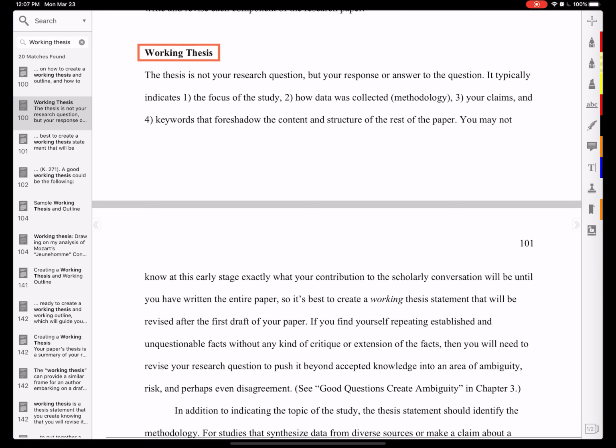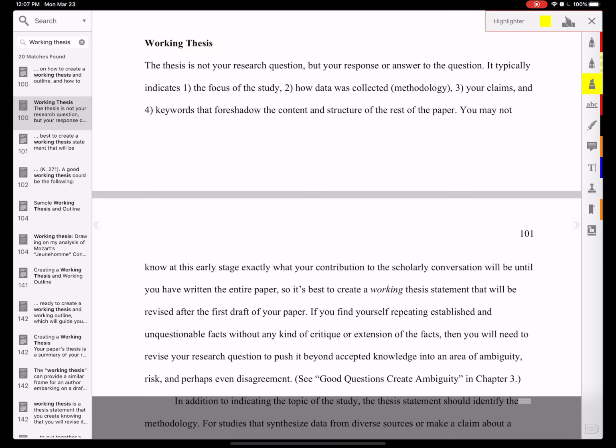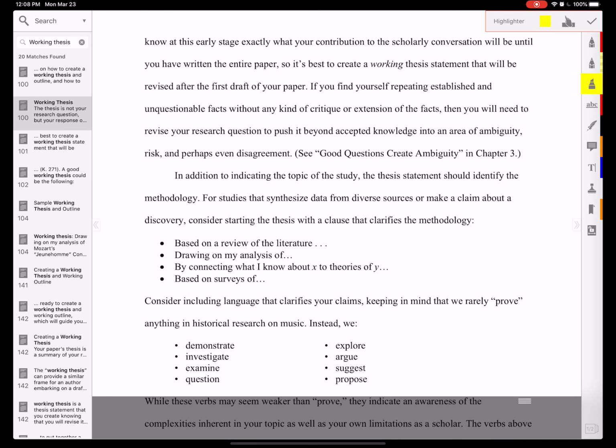So typically a thesis statement is going to include these things: the focus of the study, how your data was collected, or methodology. Maybe if you're just collecting data by reading books, you don't need to say, because of all these books that I've read, I think the following. You might not need that data collection, but some of you are doing interesting and creative data collection, and that might be worth mentioning in your thesis statement. Then you're going to make your claim, what you really think is the point of your paper, and then use keywords that are going to foreshadow the content and structure of the rest of the paper.